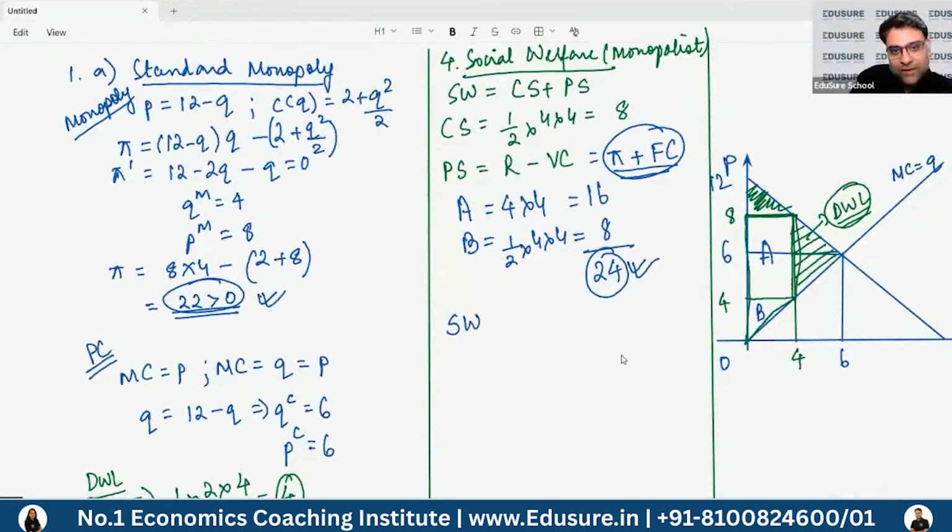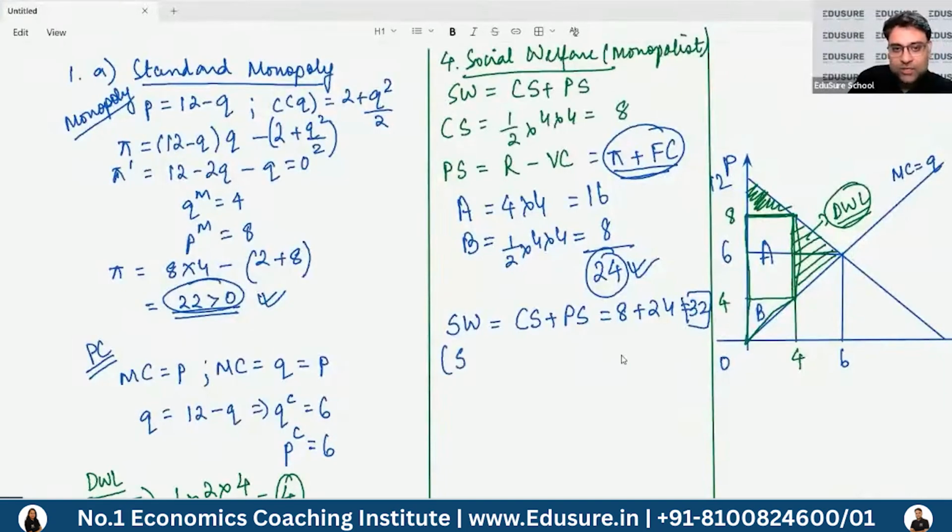So the social welfare is basically consumer surplus plus producer surplus, which is equal to 8 plus 24, which is equal to 32. This is up to you, since they have not said what exactly the social surplus is. So you can also define the social surplus or social welfare as consumer surplus plus the profit of the producer.